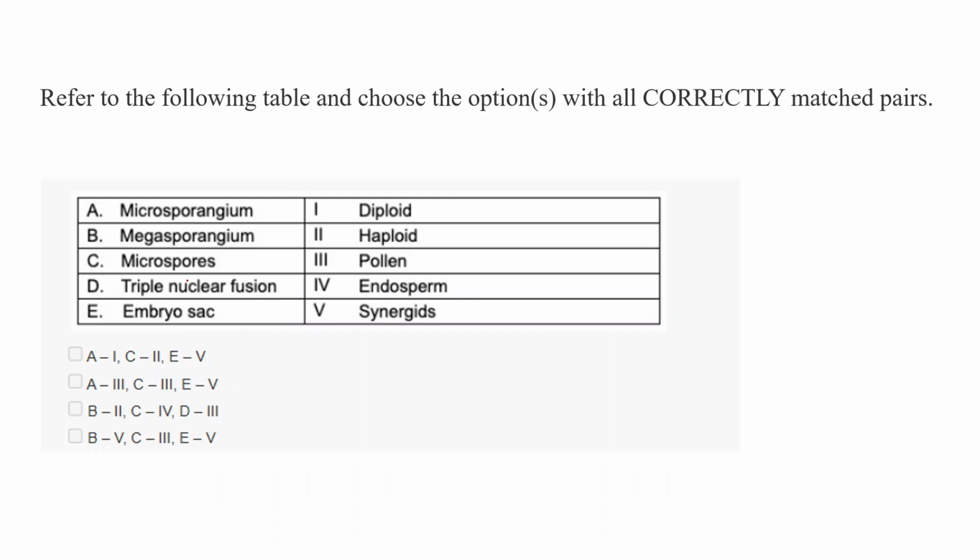Then embryo sac, the female gametophyte that contains the synergids and egg polar nuclei, so it can match to synergids. So one of the answers here is this one. Okay. Then can there be more than one option? Yes. See, A can match with 3 as well.